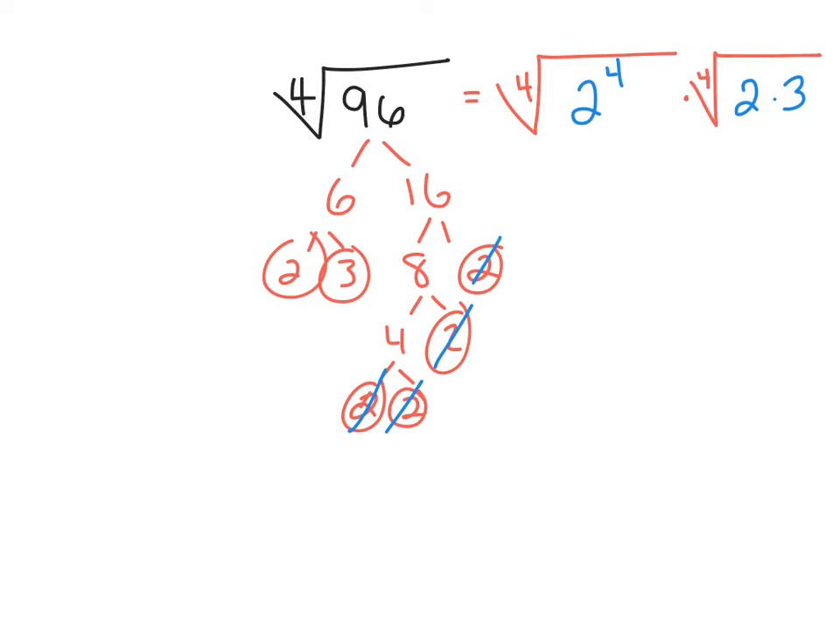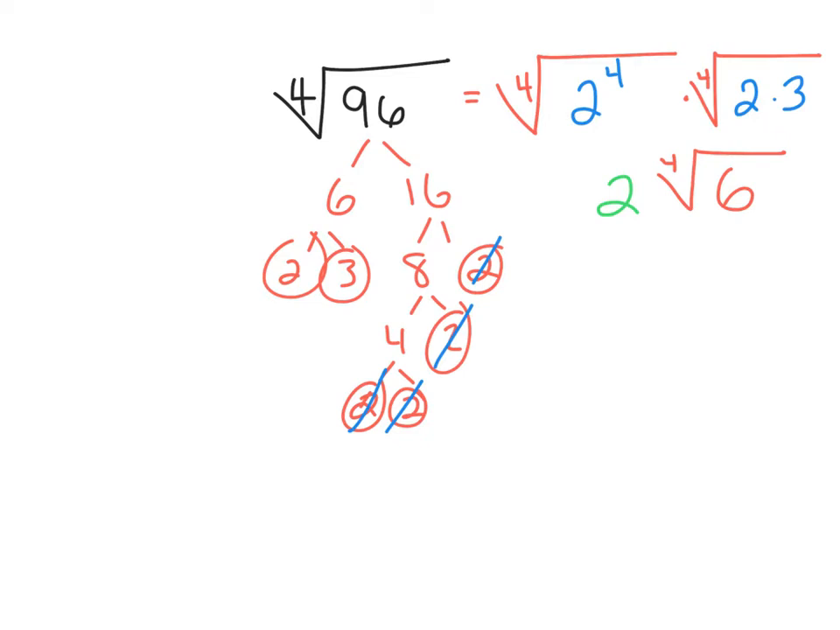So the 4th root of 2 to the 4th, I get just 2. The other part, I'm going to recopy. The 4th root of 6, put it back together, multiply it. So 2 times 4th root of 6. Again, check it on your calculator and make sure your decimals match to know you're right.